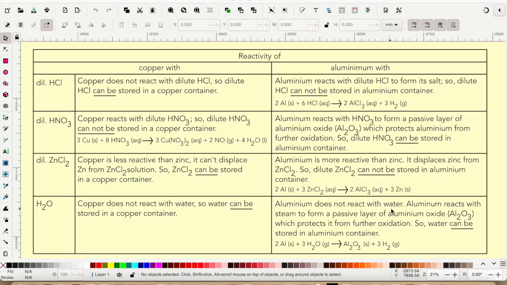Aluminium does not react with cold water. Aluminium reacts with steam to form a passive layer of aluminium oxide, which protects it from further oxidation. So water can be stored in an aluminium container.